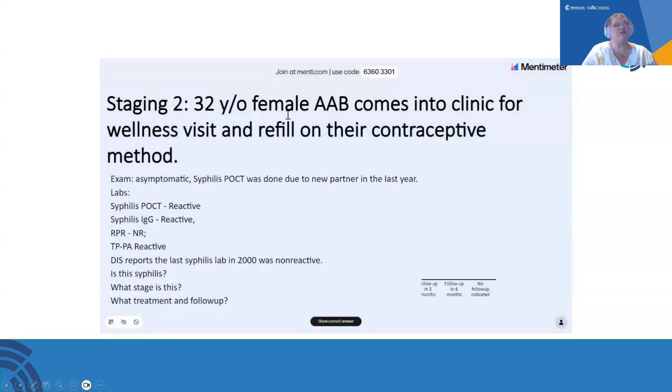So a 32-year-old female comes in to clinic for a wellness visit and a refill on her contraception. When you do the exam, she doesn't have any symptoms of syphilis. But because a pregnancy test was done, we went ahead and did a point of care test as well, and it comes up reactive. She does not have a history of syphilis. What are we going to do with this reactive? Are we going to treat same day or not treat same day?